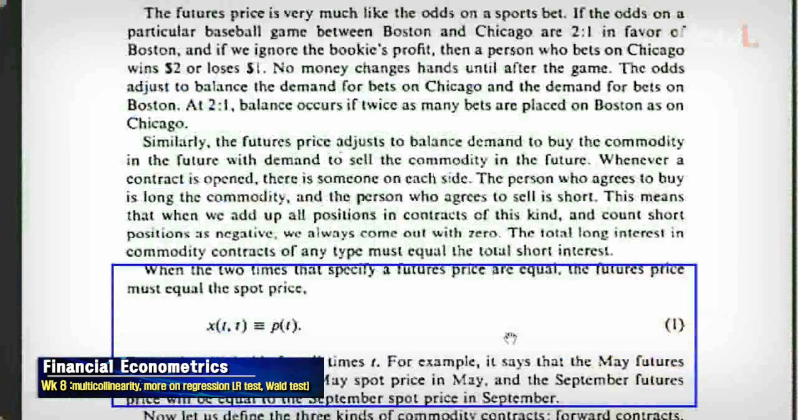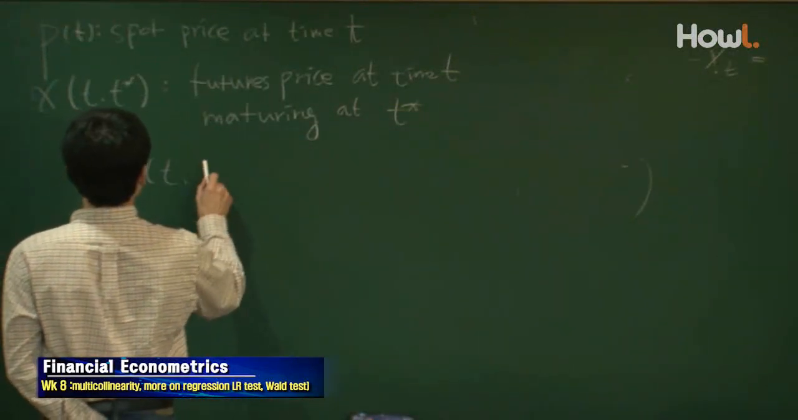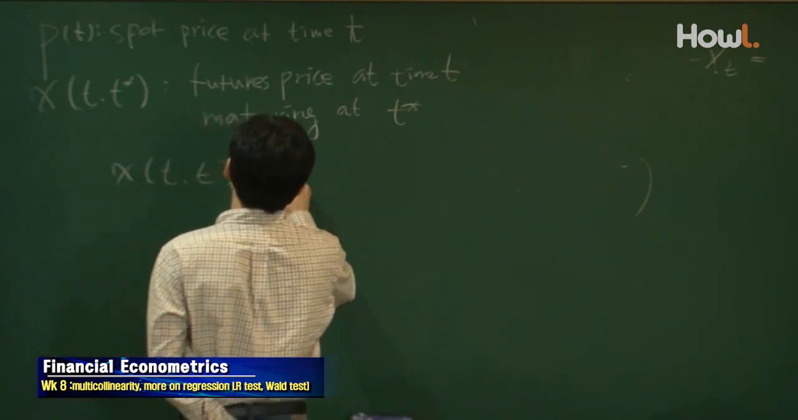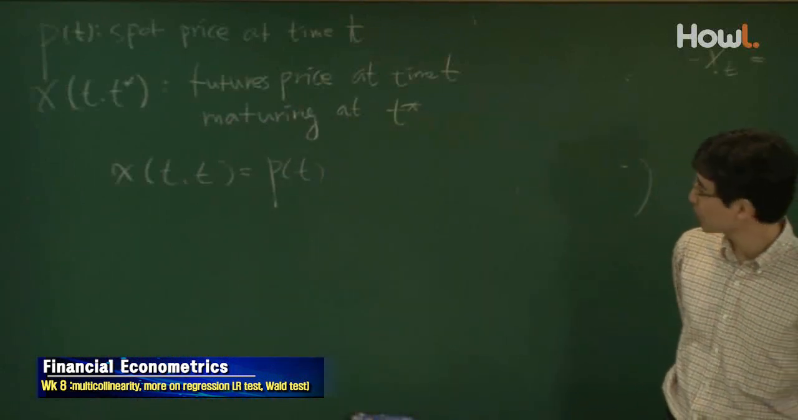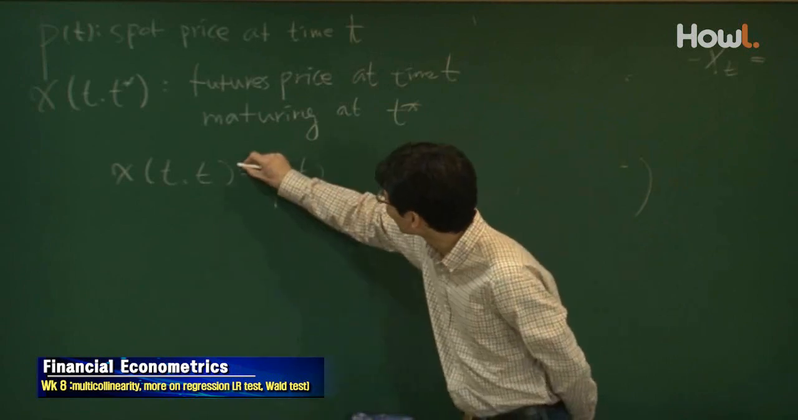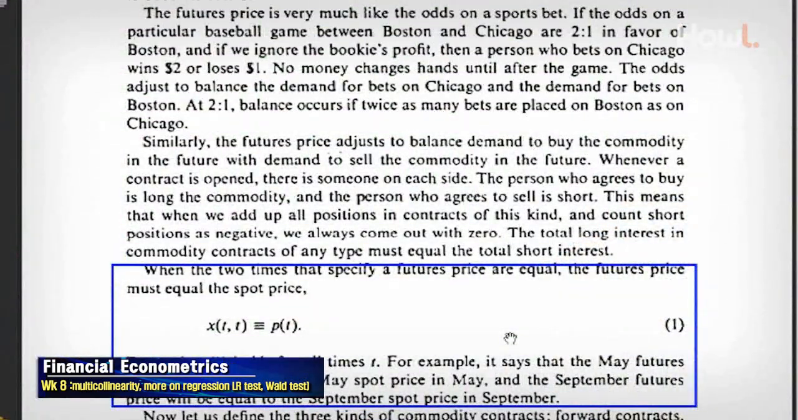So given this definition, when t* equals t, when the two times that specify a futures price are equal, the futures price must equal the spot price, right? So X_{t,t} = P_t. This expression holds for all time. So actually, Black's identity holds for all time. For example, it says that the May futures price will be equal to the May spot price in May, and the September futures price will be equal to the September spot price in September.